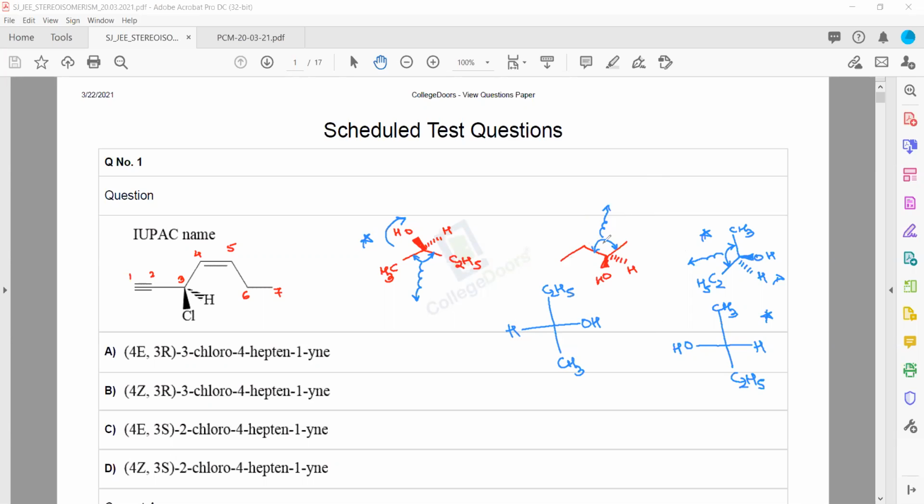Other way round, अगर मैं इसको rotate करता हूँ, तो I will get the ethyl group at the top, the methyl group over here. This is the dark wedge and this is the dashed one. This is OH and over here H. ये converted, समझा?